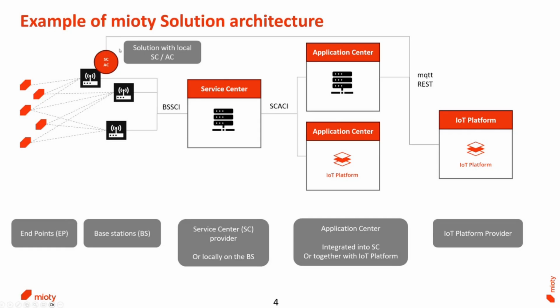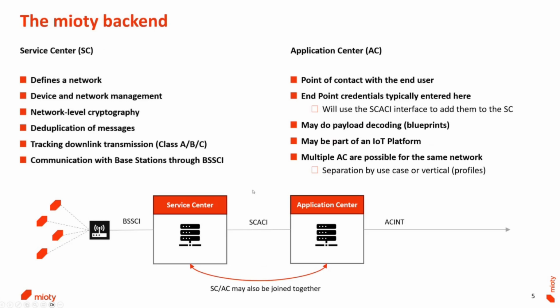However, there is, of course, another solution. A lot of gateways support that you can put the service center and application center, SCAC, on the gateway directly. That means you can have a secure connection from the sensors to the gateways, where the service center and application centers are managed, directly to an IoT platform. This is basically how the mioty architecture works.